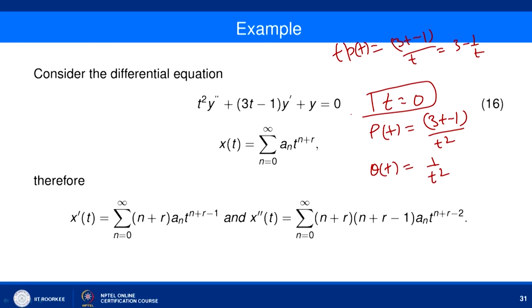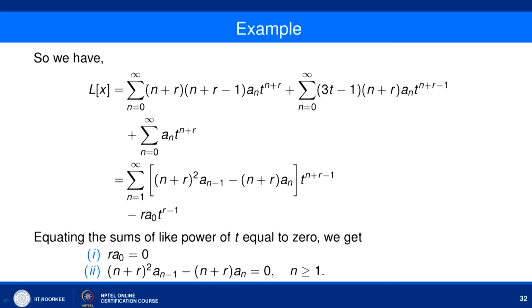So, it is an irregular singular point, and still if we want to find out whether the method which is given for a regular singular point will work for this or not, let us assume our solution y(t) as summation n equal to 0 to infinity a_n t^(n+r), and just calculate y', y'' and so on, and put it back into the equation. What you will see is summation n equal to 0 to infinity (n+r)(n+r-1) a_n t^(n+r) plus summation n equal to 0 to infinity (3t - 1)(n+r) a_n t^(n+r-1) plus summation n equal to 0 to infinity a_n t^(n+r).